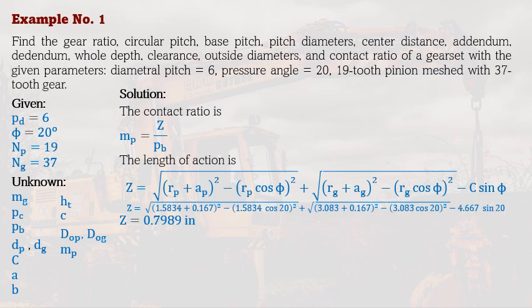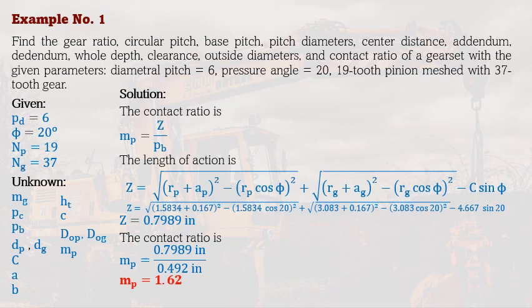So take note that this is the length, the line connecting the initial contact of the gear teeth and then the final contact. So this is the length of action, and it is measured from the axis of transmission. That length is 0.7989 inch. So the contact ratio, since we already have the base pitch, is 1.62.